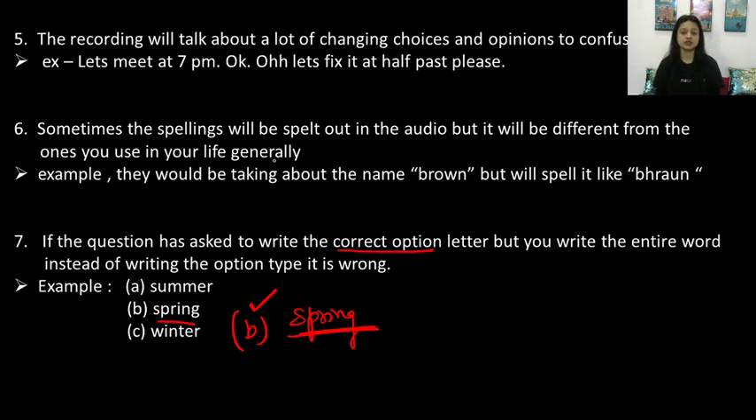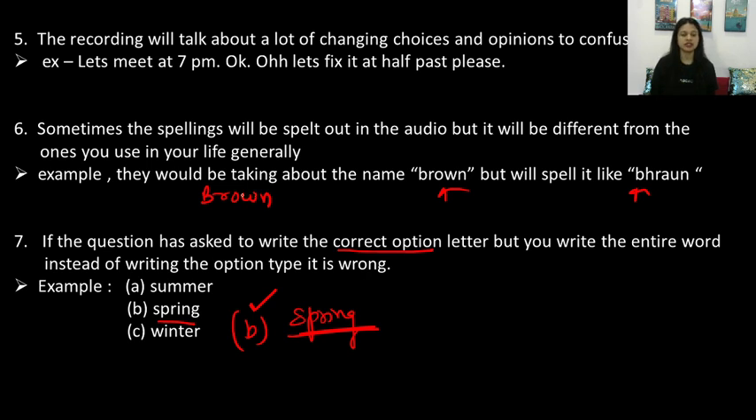Again, pay attention to spellings. In the listening exam, it will always happen, always. At least one word, they will tell you the spelling, and the spelling will be different from what you generally know. What is the spelling of brown, the color brown? In the recording, two people are talking, and one person asks, what is your name? The other person says, it's Jack Brown.